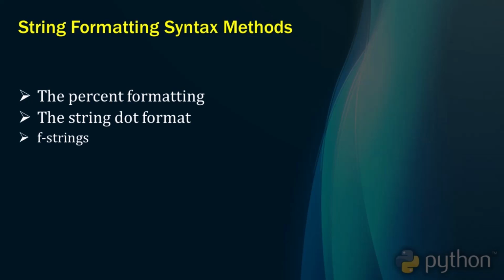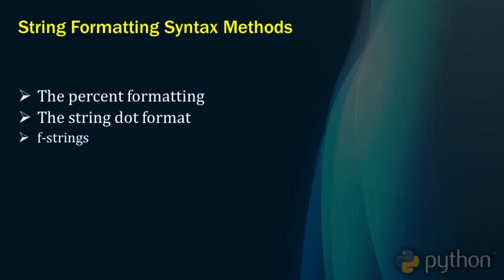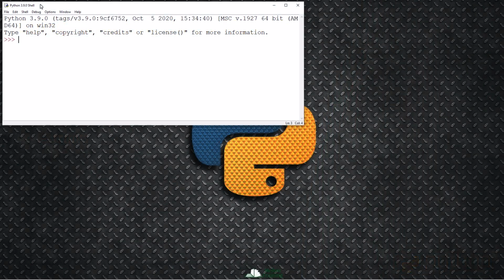The first is similar to C, supporting the %s notation. The second has placeholders using curly brackets. And the third, which is fairly recent, is an F string. We already discussed these three methods when we learned about strings. Now I'll show you how to embed these formatting methods into the print function.